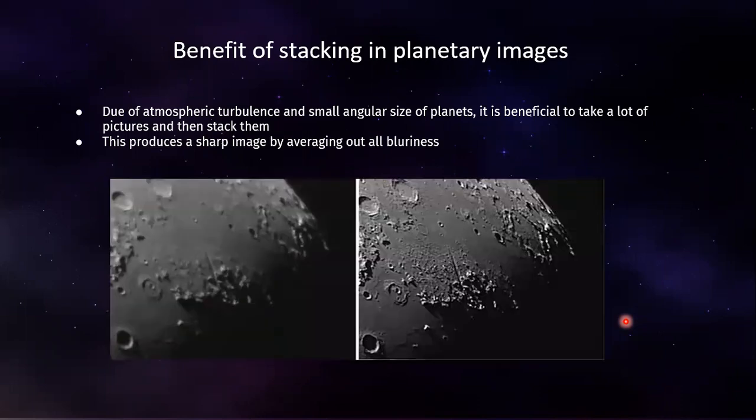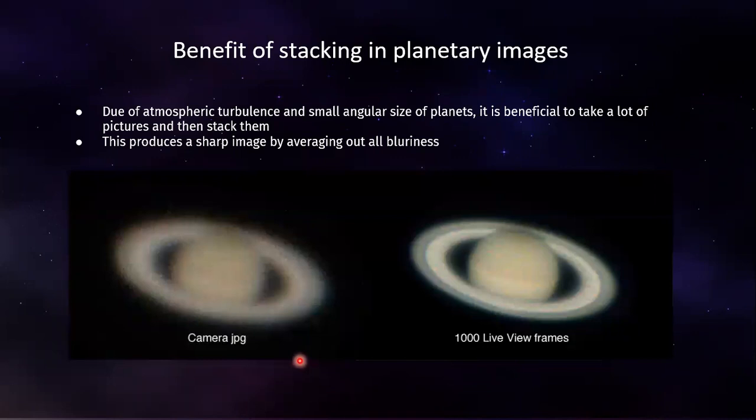As an example, here is a picture of an unstacked and a stacked moon. On this left image, you can see that an individual image contains a very blurry kind of moon, but when we have stacked them, the image becomes a lot sharper. Another example is here. The picture on the left is an individual frame of Saturn, and after 1000 images have been stacked, this looks much better and sharper.